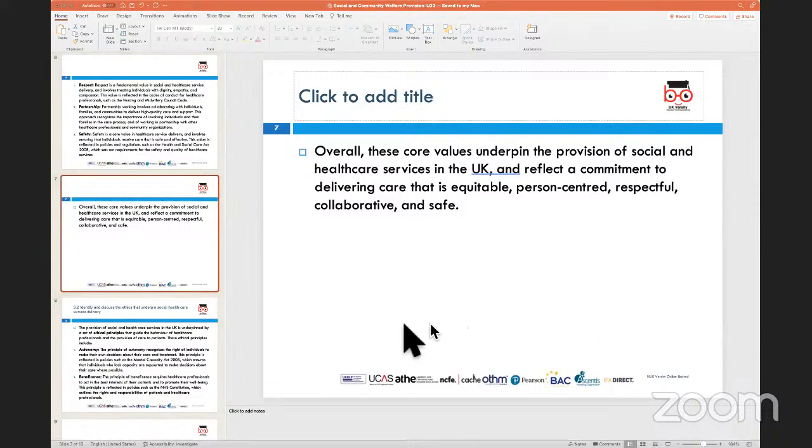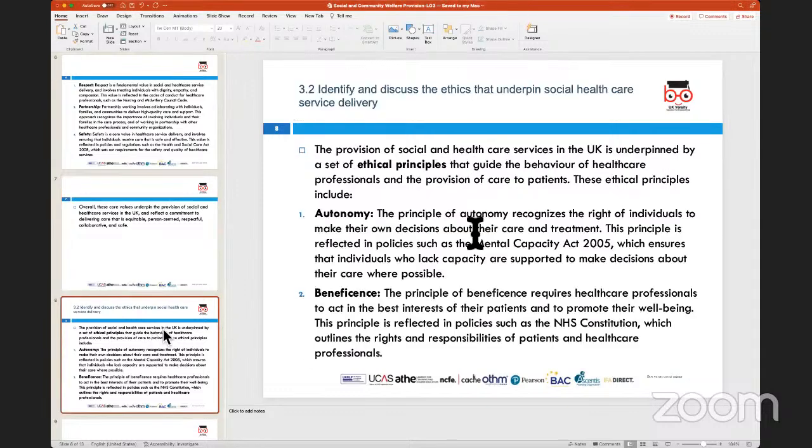Okay, so let's look at the second assessment criteria. The second assessment criteria first talks about identifying, and then we need to discuss. First, we will identify, then we will discuss what are the key ethical things that we need to know in health and social care, and then how do we use these ethical principles and values to be able to deliver health and social care services to patients.